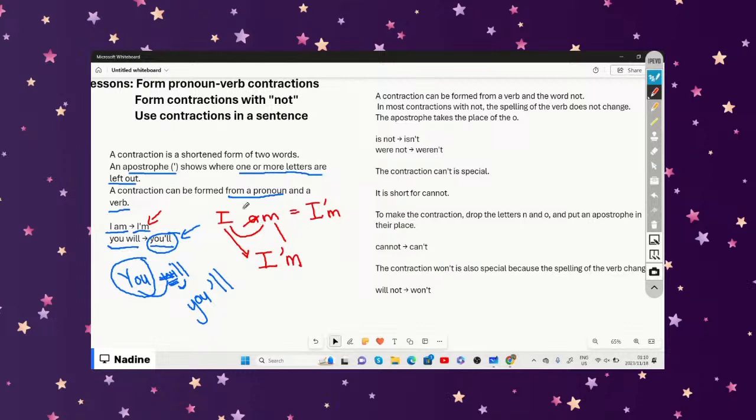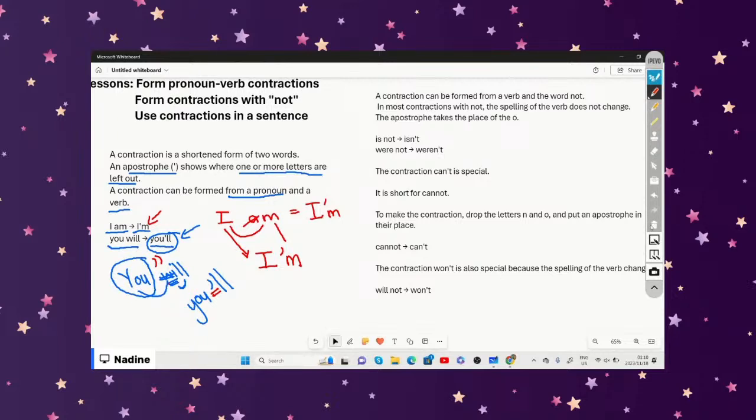So that is basically what we do, right? We bring down your pronoun, right? And then we leave out, for example, one or two of those letters, and whatever letters we leave out, we put the apostrophe in its place. And like I say, the same here with will, W and I were left out. It doesn't mean that we are making a double apostrophe. We only make one apostrophe, even if we leave out three letters, right? Just an example.